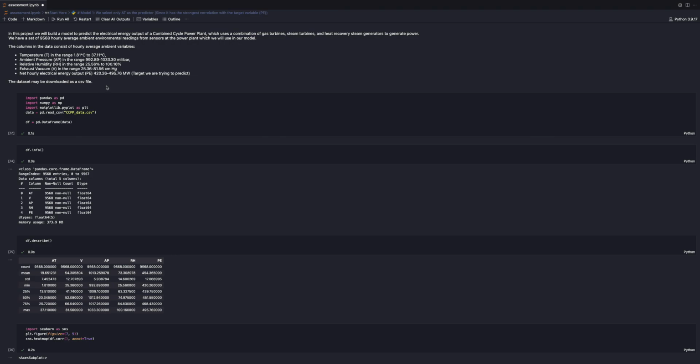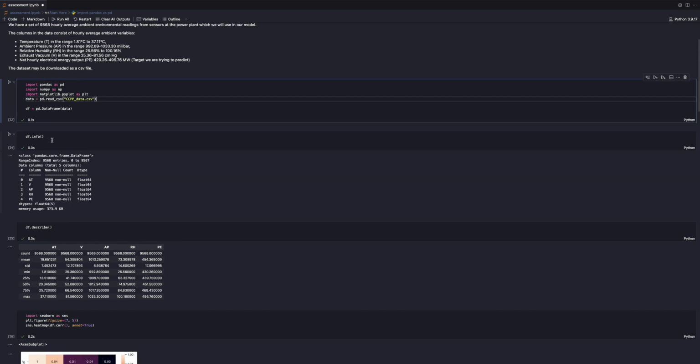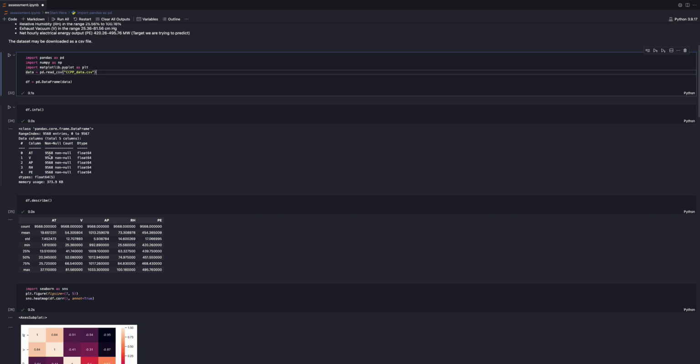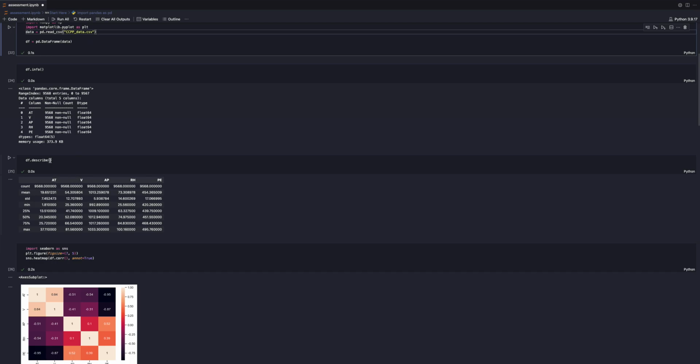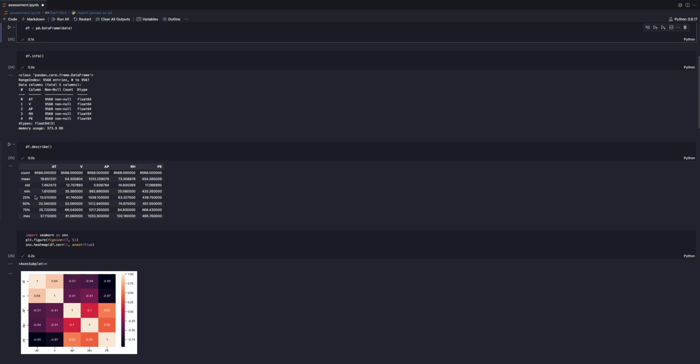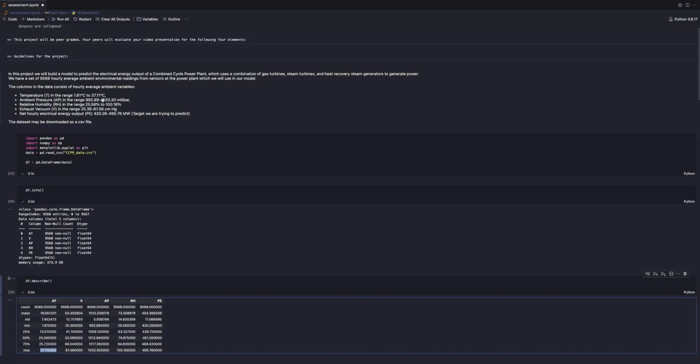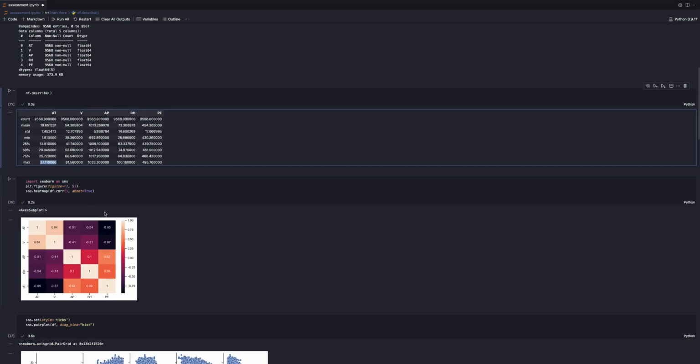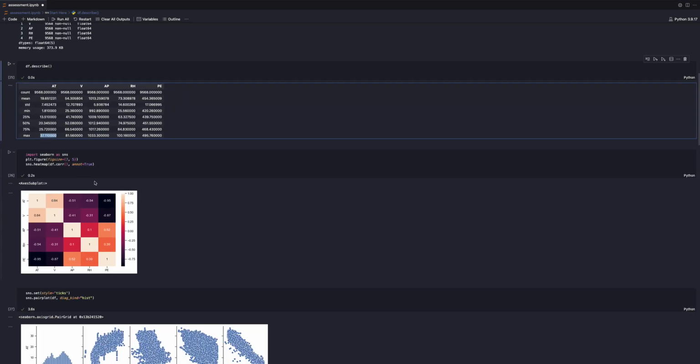The dataset is available for download on the website of Coursera, which is what I'm importing as a data frame right here. Just doing some basic data checks. Looks like we have all the rows we need and all of them are non-null values. And when we look at the description, it seems like all these min and max values align with the values stated here.